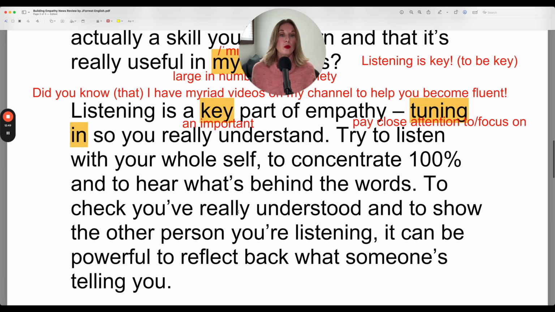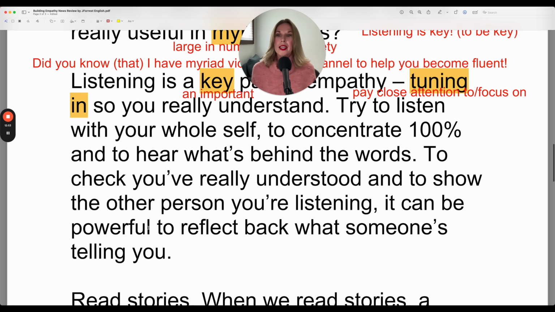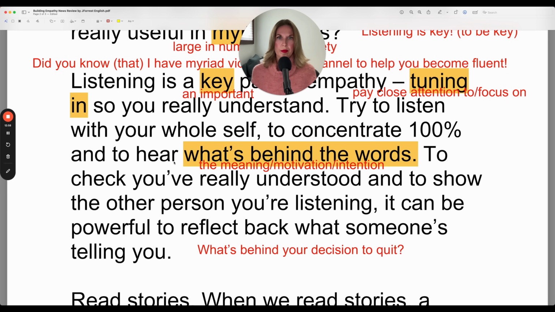To check you've really understood and to show the other person you're listening, it can be powerful to reflect back what someone's telling you. Let's take a look at this. What's behind the words? So your job is to hear what's behind the words. This means to understand the meaning, motivation, or intention behind the words. So imagine your friend says to you, I lost my job, but I'm fine.